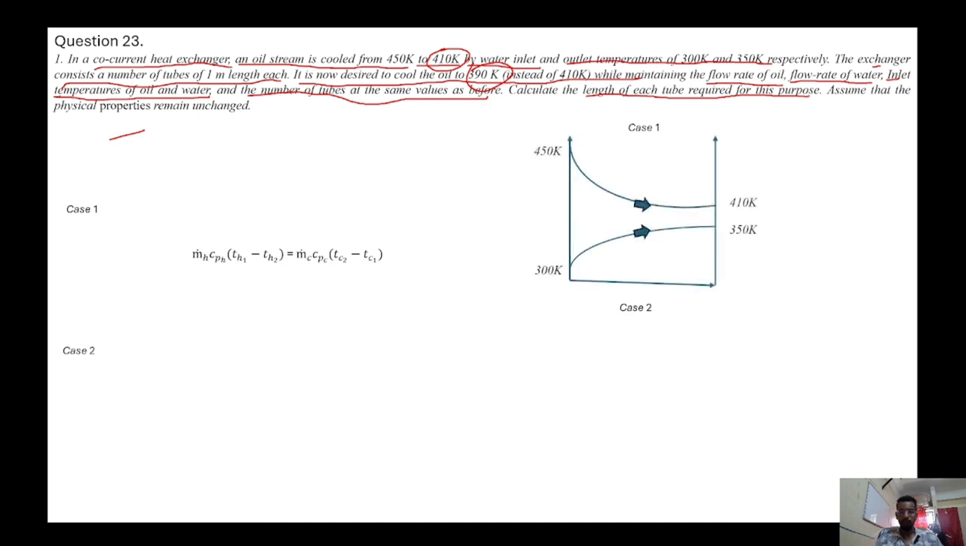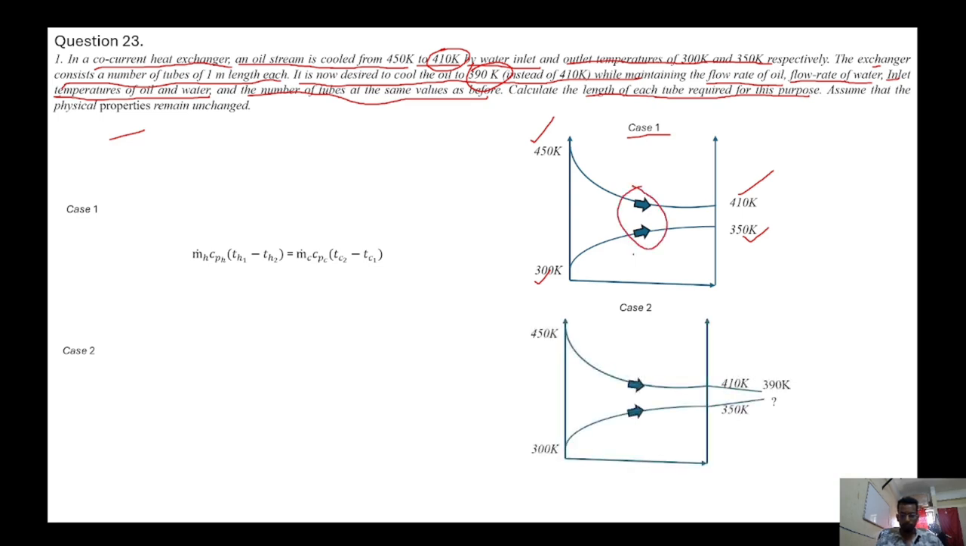So very first thing, in case first, inlet oil temperature, that is hot fluid, 450 Kelvin, and is going through the shell, 410 Kelvin, and water inlet 300 Kelvin and outlet 350 Kelvin. So the operation is co-current, right?